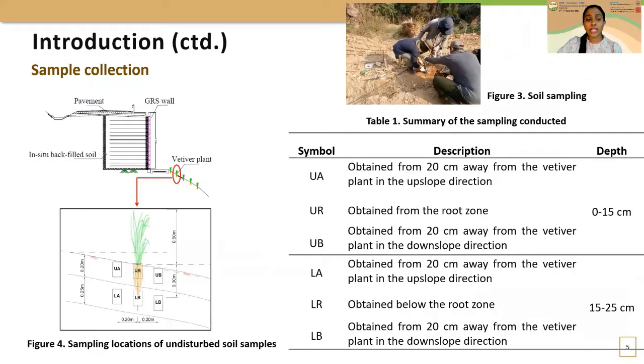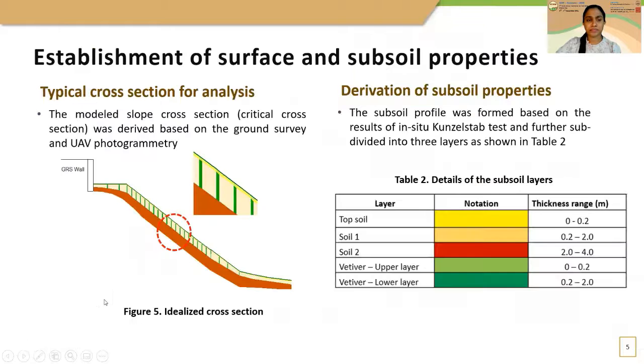This is how we collected the soil samples. Figure 4 shows the schematic diagram of how we collected the soil samples, and Table 1 summarizes the soil sample locations. We collected the soil samples from under the root zone, 20 centimeters away from the root zone in the upslope direction, and 20 centimeters away from the root zone in the downslope direction. They are named UA, UR and UV for the upper layer samples, and the same is applied for the lower layer samples as well.